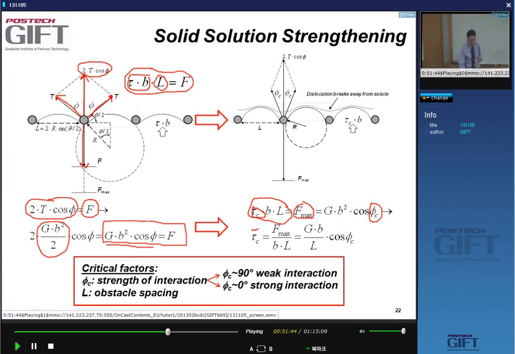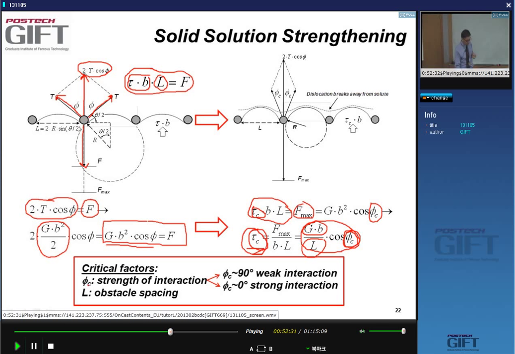So now I write this as tau C equals G b divided by L times cosine of the critical angle. Yeah? Okay, so what is this? This is the shear stress applied to the dislocation. So that's nothing else. That's coming from the externally applied stress, right? So this tells me something about the strength of the material, yes? G and b are materials parameters, the modulus and the Burgers vector. So that's a given. So what are the two important parameters? L and this angle, the critical breakaway angle.